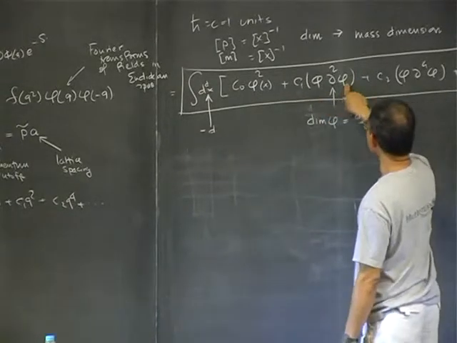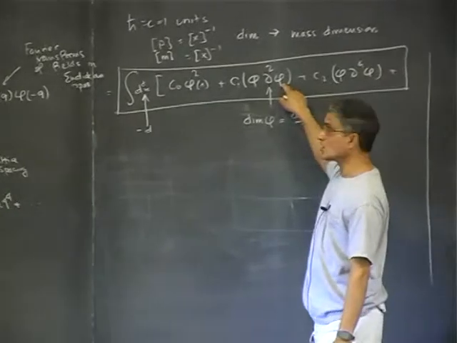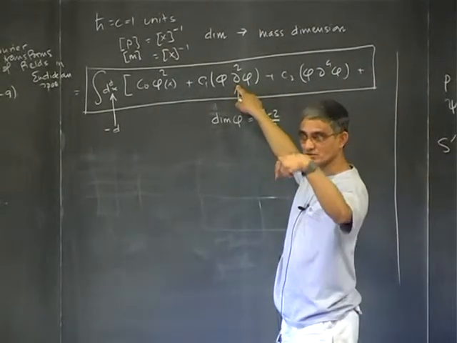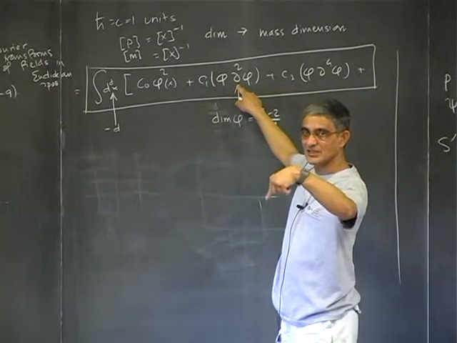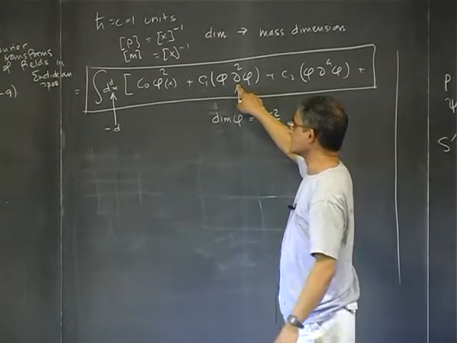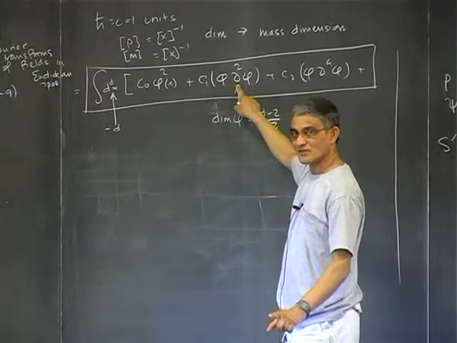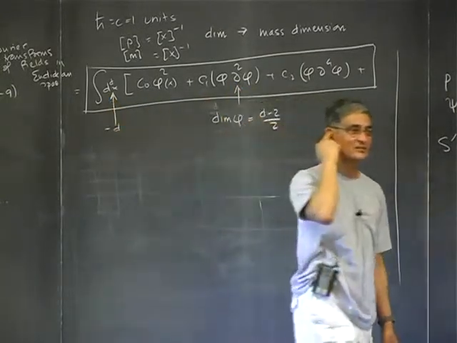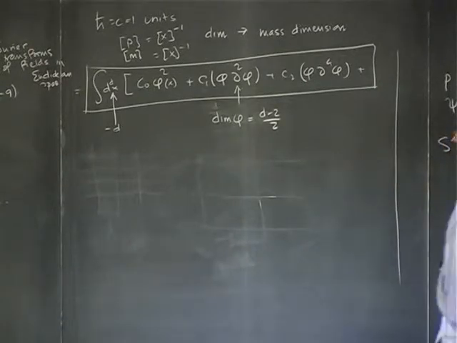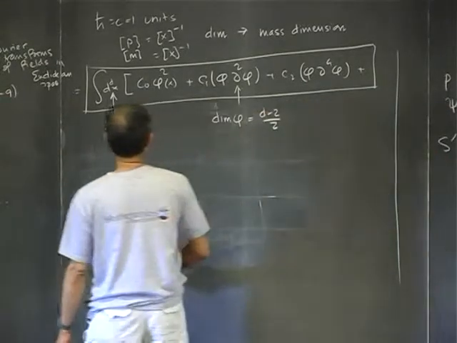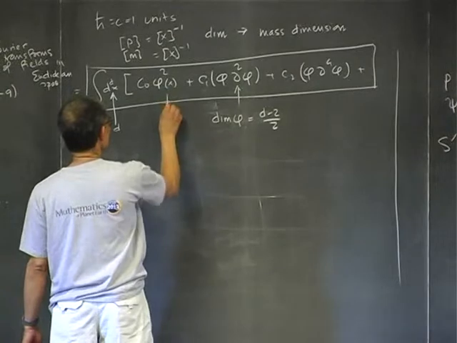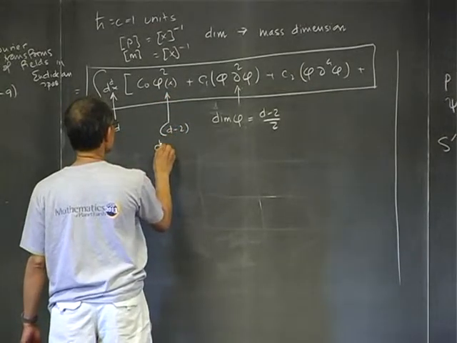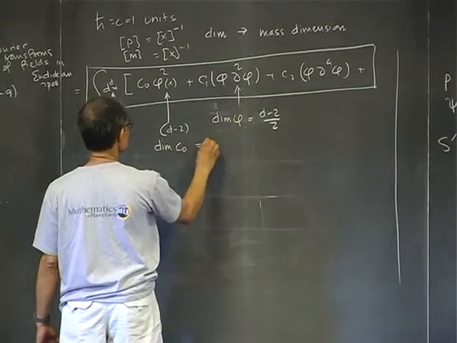So there are two phis here, that gives d minus 2. There are two derivatives, so another plus 2, because it is 2 ddx downstairs. So that gives mass dimension d. This gives a mass dimension minus d. So the whole thing cancels and becomes dimensionless. Once I decide on that, the dimension of phi squared is d minus 2, so the dimension of C0 has to be 2.